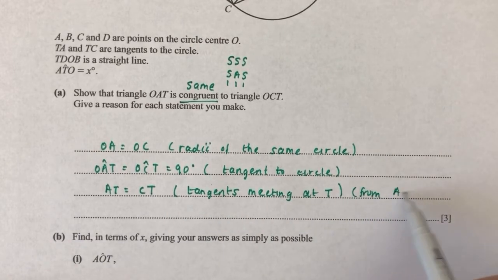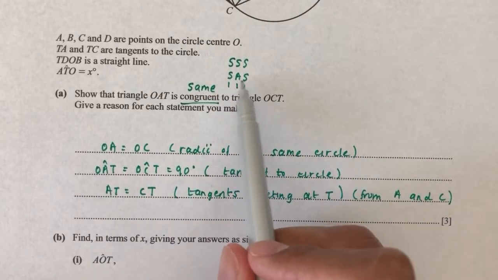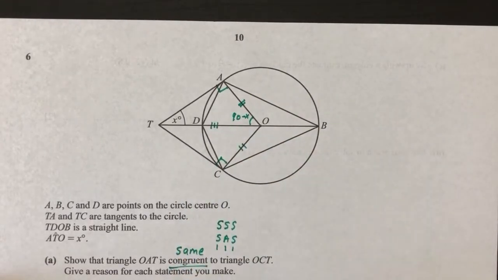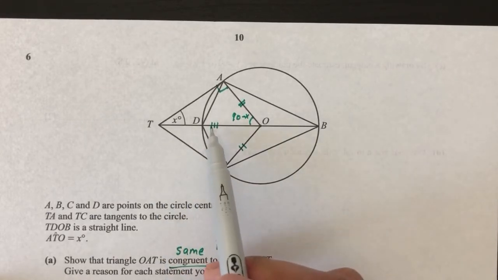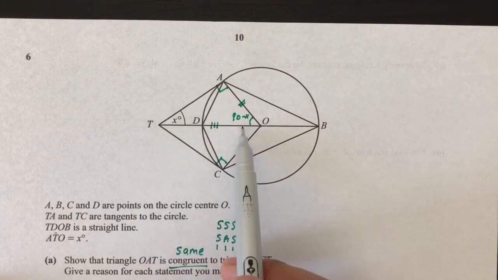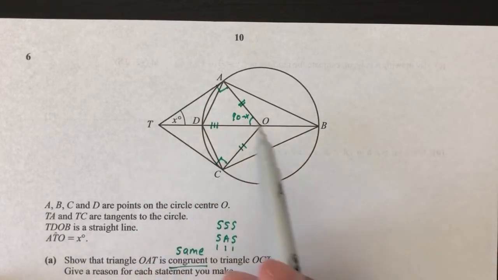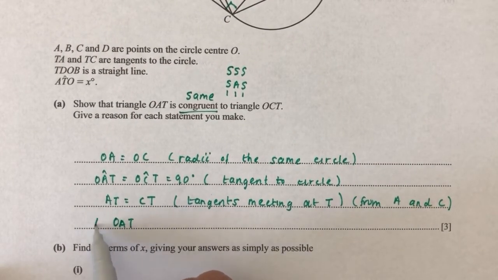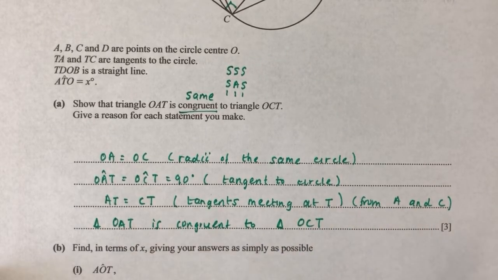From A and C. Okay, so we have our three conditions. We proved that SAS, which means the angle in between and the two sides around are the same. So we proved that they are congruent. Also, if you want to prove something, you can find this angle, which will also prove that all the sides are equal and all the angles are equal as well. So you can just write now triangle AOT is congruent to triangle OCT. So that's the first question, part A.